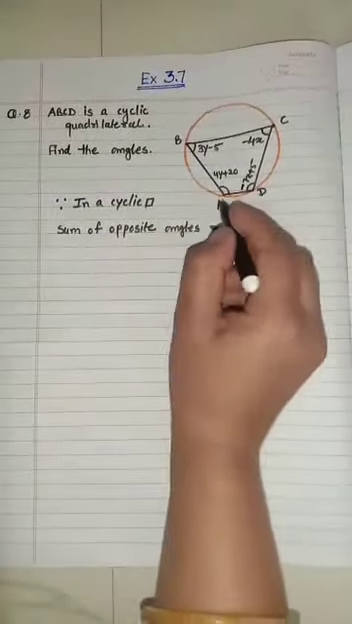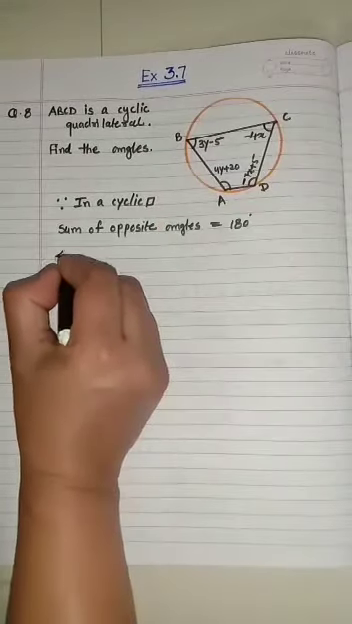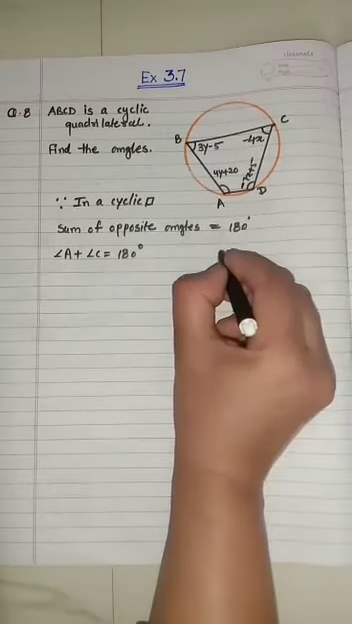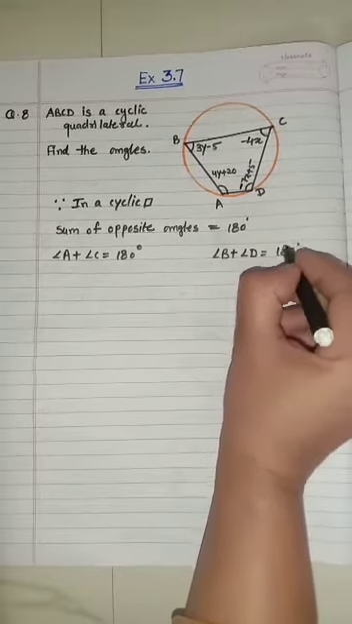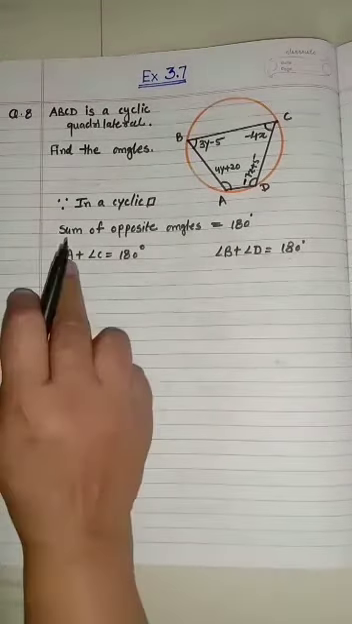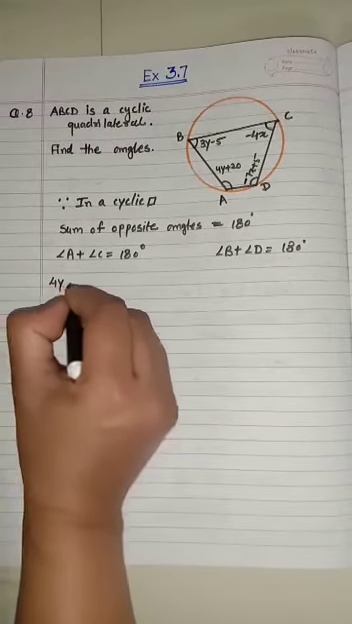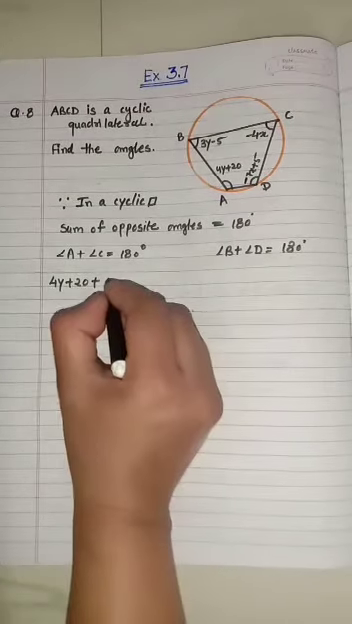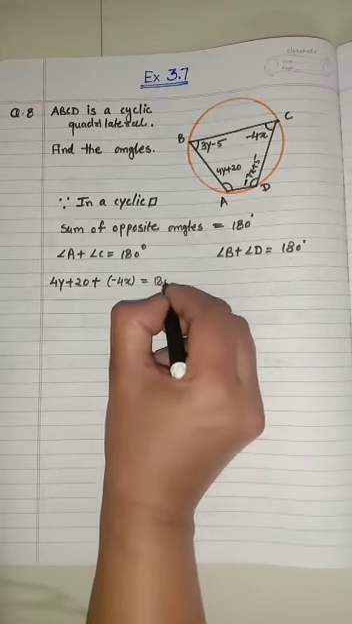Here student, the angle opposite to A is angle C and the angle opposite to B is angle D. So angle A plus angle C equal 180 degree and angle B plus angle D equal 180 degree by using this property. Now we will substitute the values of angle A and angle B. The value of angle A is here 4y plus 20 and the angle C is here minus 4x, which is equal to 180 degree.